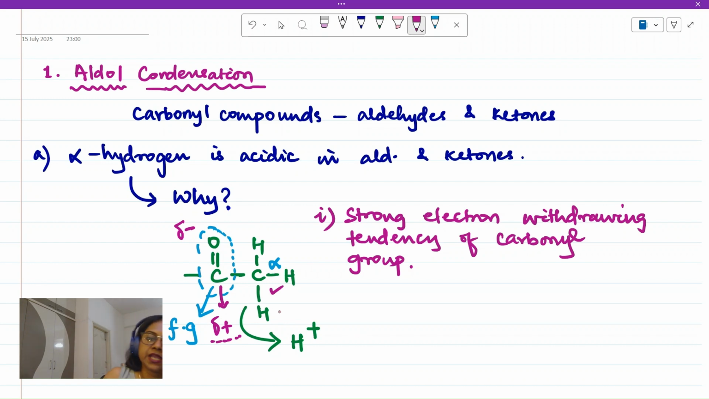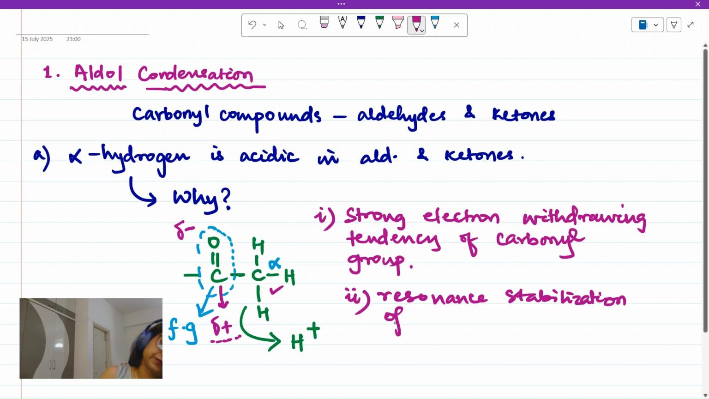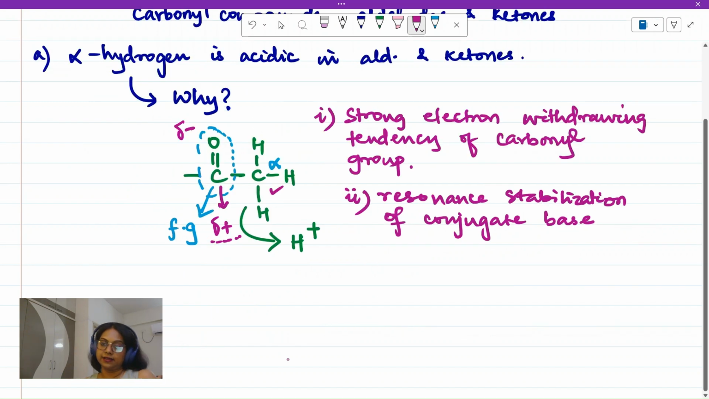That's one point. Another point of why this hydrogen is acidic is resonance stabilization of the conjugate base, which is produced when this H plus ion is extracted as an acidic ion. Now, what is a conjugate base and what is the resonance stabilization happening here?